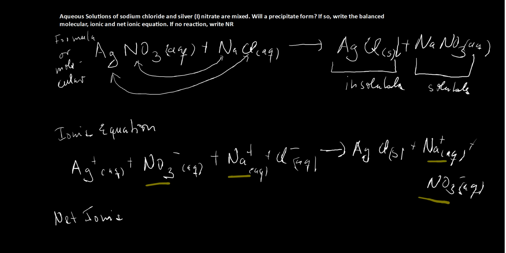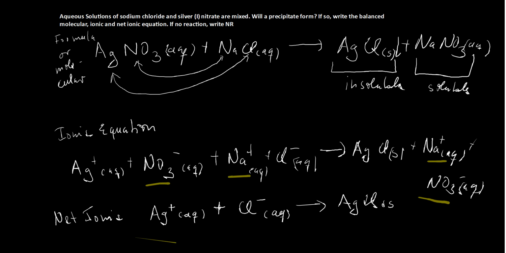Net ionic equation is therefore going to be silver, Ag plus, aqueous, plus chloride minus, makes silver chloride solid. That is then our net ionic equation.